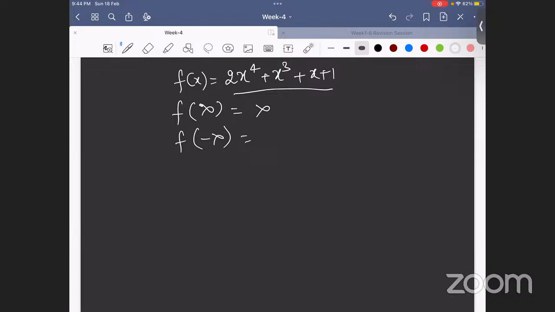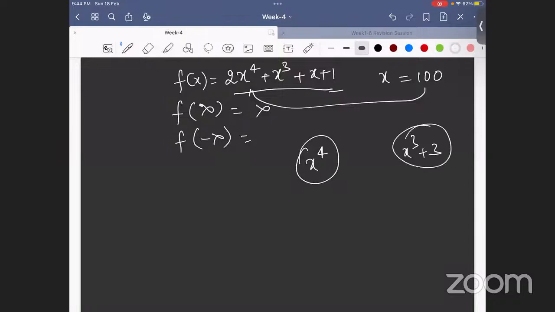I'm just giving you an idea: remember a very large value that you can think of. For example, x equals 100. Just put the value 100 here and see the difference. If you are saying that x to the power 4 will cancel out x cube plus 100, think of 100 to the power 4 and 100 cube plus 100. Will both get cancelled?